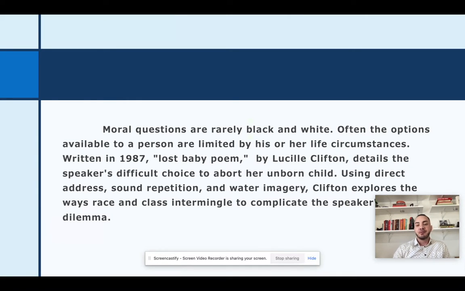The example on the screen in front of you uses Lucille Clifton's Lost Baby poem, which you read during the first week of the course. And just notice how the introduction follows the funnel method, beginning with a broad universal statement, then moving into some background information, and finally a thesis statement. So the introduction reads, "Moral questions are rarely black and white. Often the options available to a person are limited by his or her life circumstances."